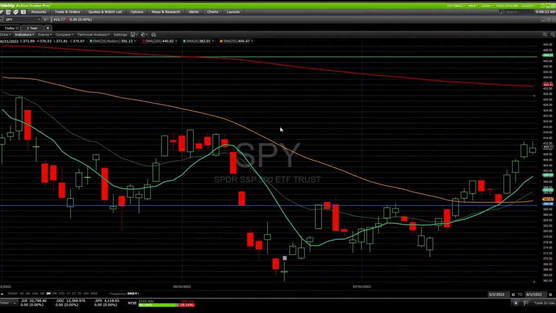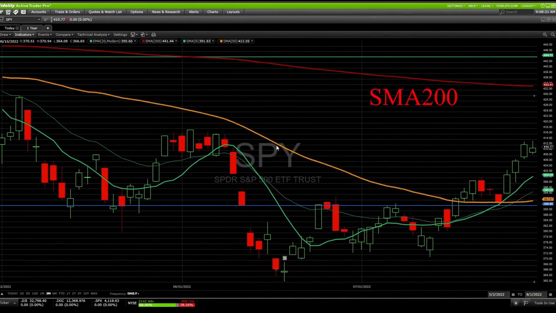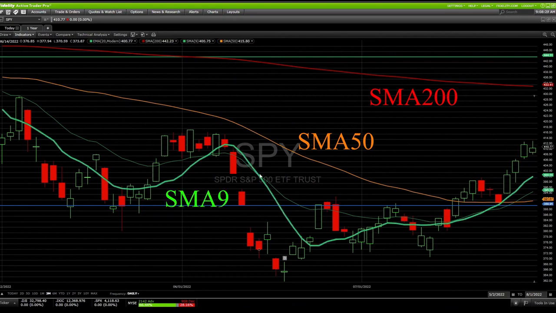So we have our chart here, and this is the SPY, and we can see that we have lined up our SMAs. There's our 200-day simple moving average. Here's our 50-day simple moving average. Here's our 9-day simple moving average, and then we also threw in the 20-day EMA. So we have all our moving averages on, but we're going to add 3 more tools that I use to help me decide whether I'm going to initiate a trade or not.